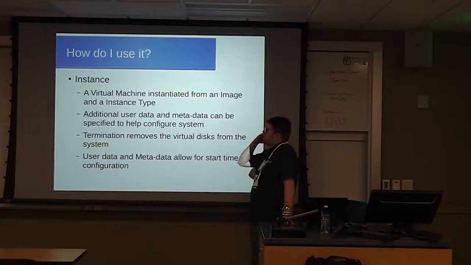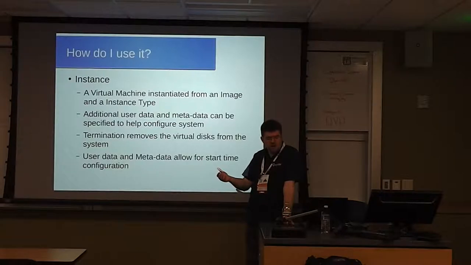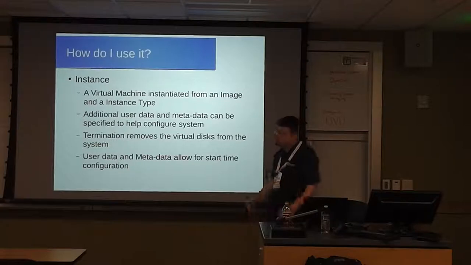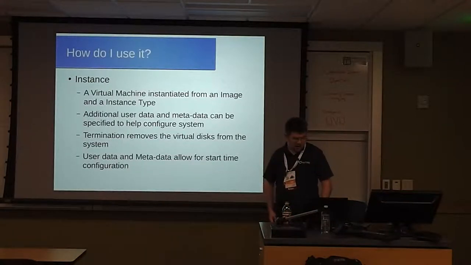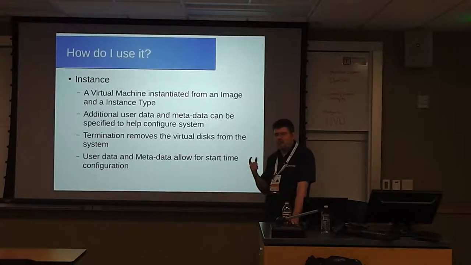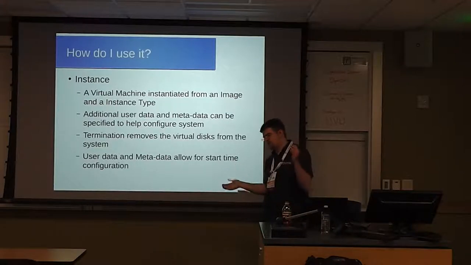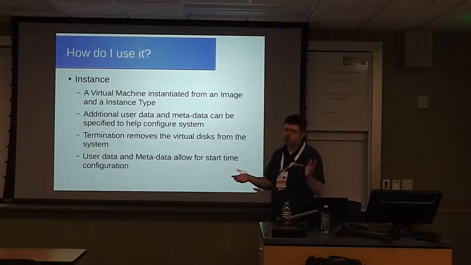The last major concept to talk about is an instance. This is the actual realization of a virtual machine. It's an instantiation of an image and an instance type. Optionally, a user can specify additional user data and metadata. Those two pieces, you can define arbitrary information in there. OpenStack doesn't care what they are, really. On the metadata, it does care that it's a key-value pair in string form. But for user data, it just treats it as up to a 16K blob of data.